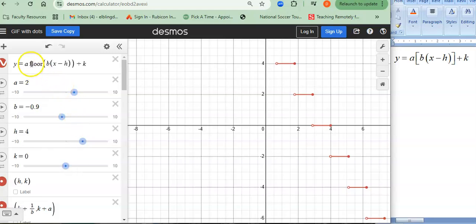So quick summary. In this format, A is the vertical spacing between steps. B is the inverse of the step length. H and K are respectively the x and y coordinates of a filled in dot. And if both A and B are the same sign, either both positive or both negative, the steps increase left to right. And if only one of them is negative, the steps decrease.